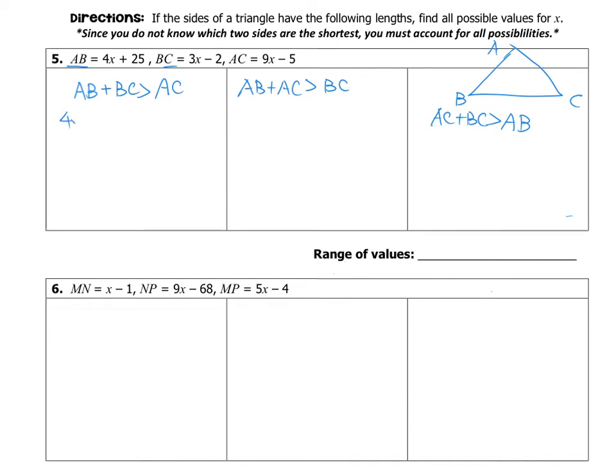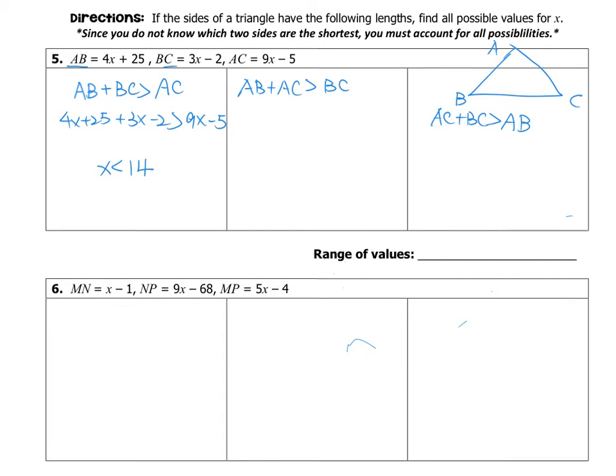So AB is 4x plus 25. BC is 3x minus 2. And that has to be greater than 9x minus 5. And if you solve this, you should come out to be x is less than 14.